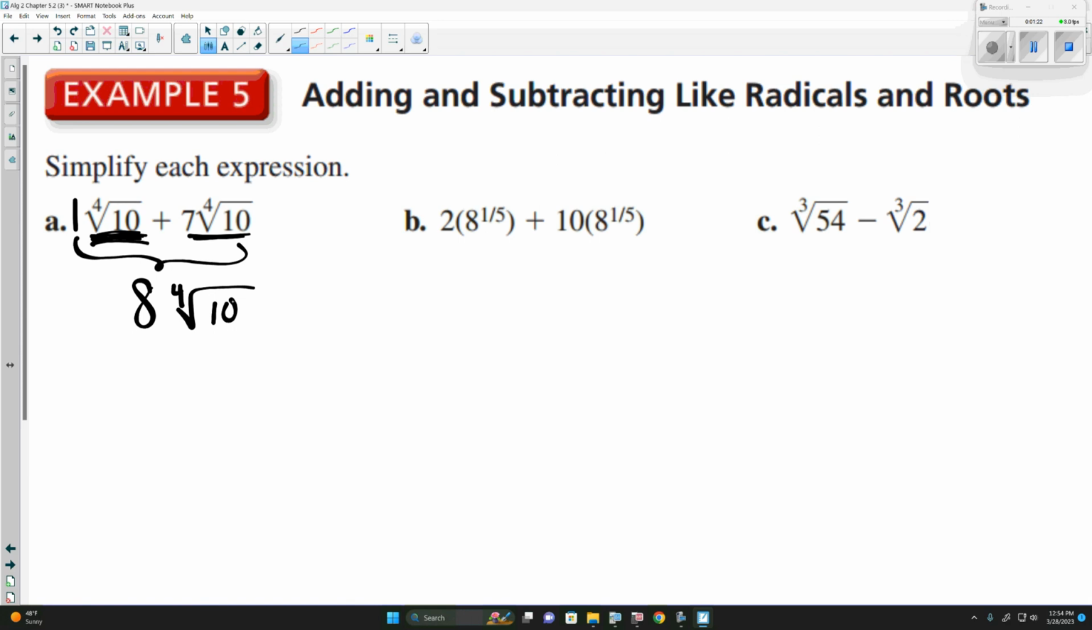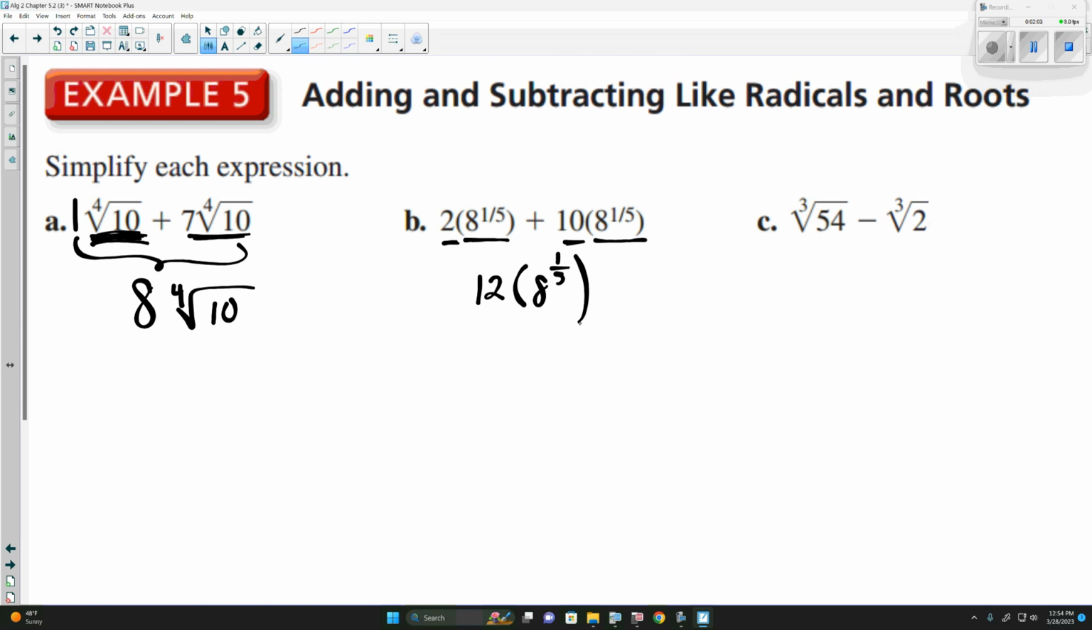If the roots, or the index, are the same and the number inside them is the same, we can add them together. Since we have one fourth root of 10, and we add to it 7 fourth roots of 10, we have a total of 8. Now, we can do the exact same thing with fractional exponents. If the bases are the same and the fractional exponents are the same, we can add them together. Here we have 2, and we add 10 to it, so we have a total of 12.